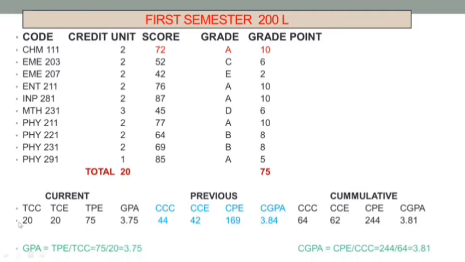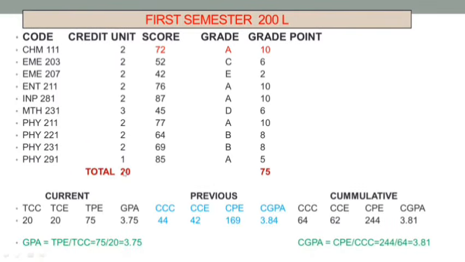The total credit carried is 20, including the carryover. Then the total credit earned is 20. Out of that, he earns all of them. The total point 75. Let's compute the GPA. The GPA is what? GPA 75 over 20. We have 3.75. And let's look at his previous results so that we'll be able to calculate the cumulative. The candidate was previously on 3.84 and now he's on 3.75.